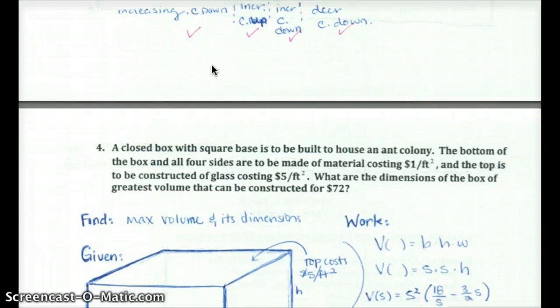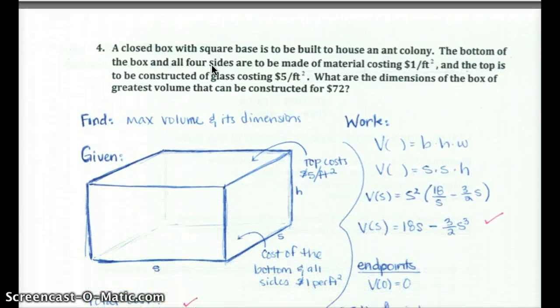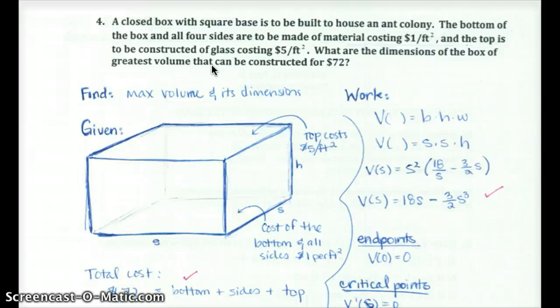The last question was really a beauty. The work is long, so I'm going to scroll through it. You would have wanted to start with the setup and then indicate somehow that the top costs $5 per foot squared and the bottom costs $1 per foot squared. Notice that I use the same variable s for the two base sides because the base is a square, and that was a really important detail that you needed to recognize.